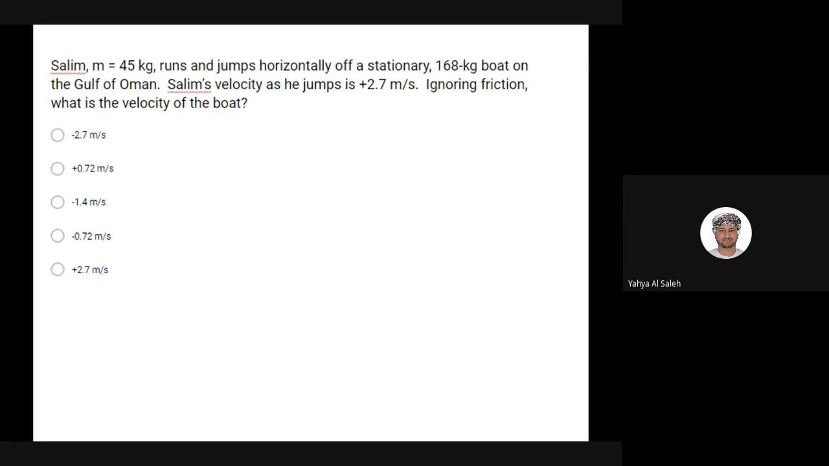Salem has mass 45 kilograms, runs and jumps horizontally off a stationary 168 kilogram boat in the Gulf of Oman. When Salem jumps, his velocity is 2.7 meters per second. If we ignore friction, what will the velocity of the boat be? I'll give you a couple of minutes, do the calculation, type the answer in the chat.